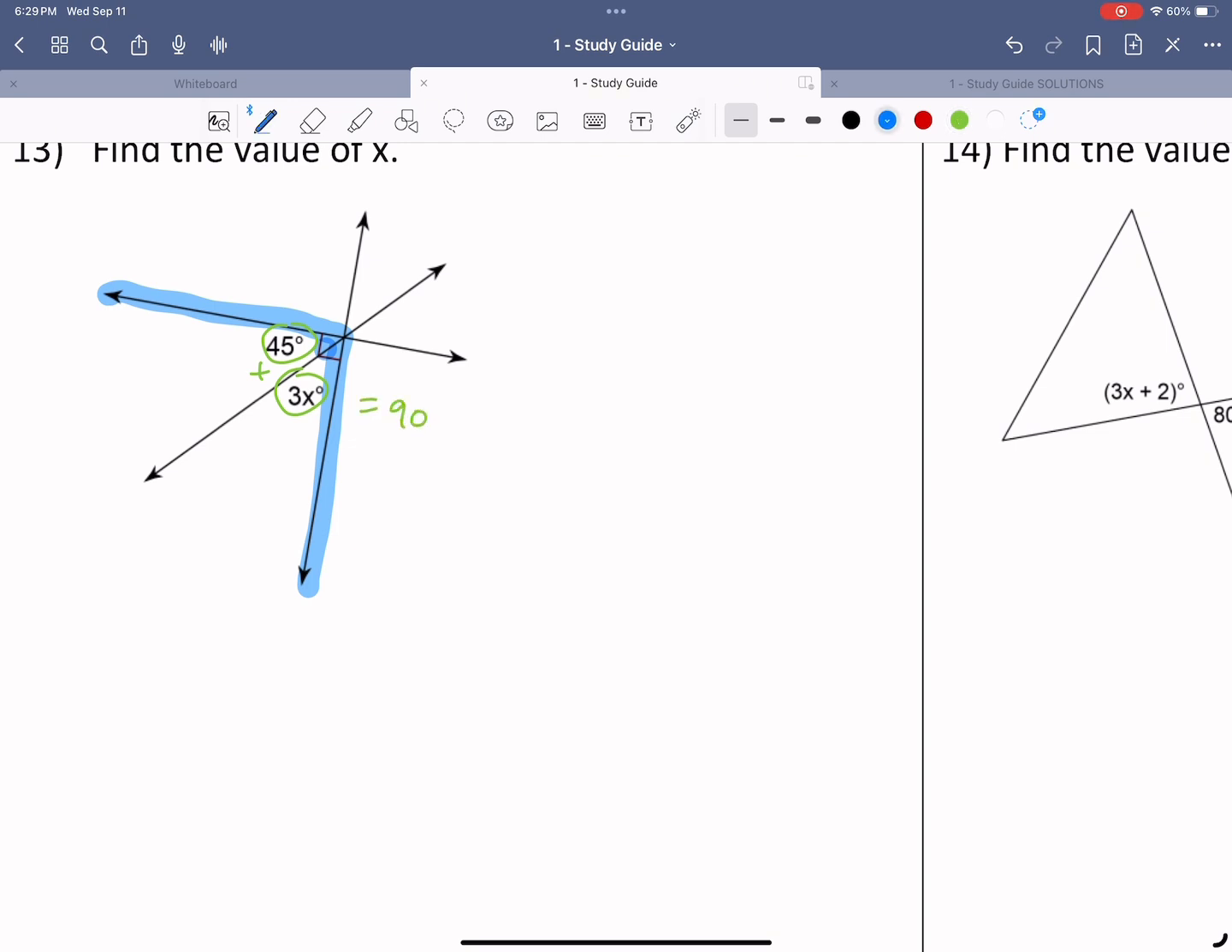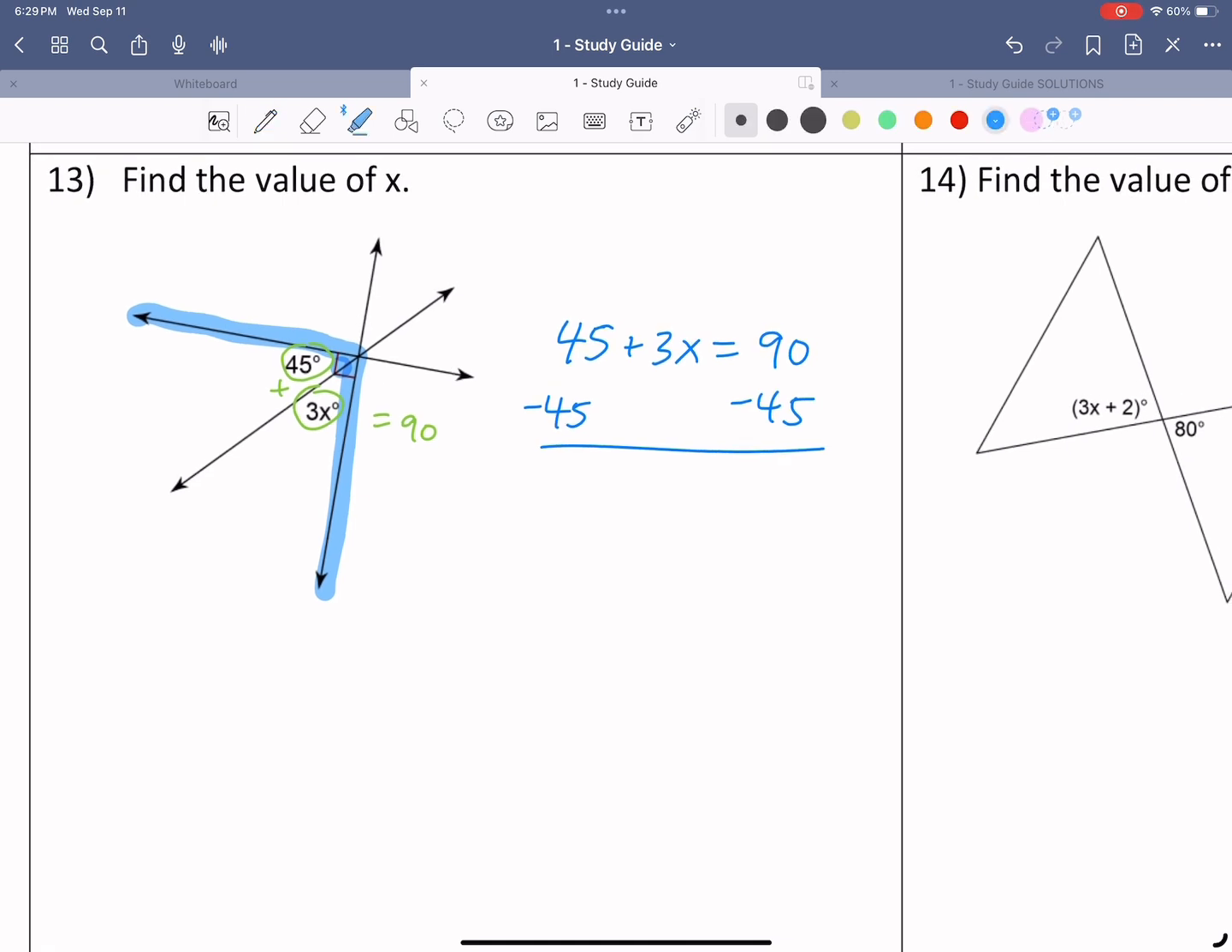So let's do that. 45 plus 3x equals 90. Find x. That's the goal here. I'm going to zoom out.